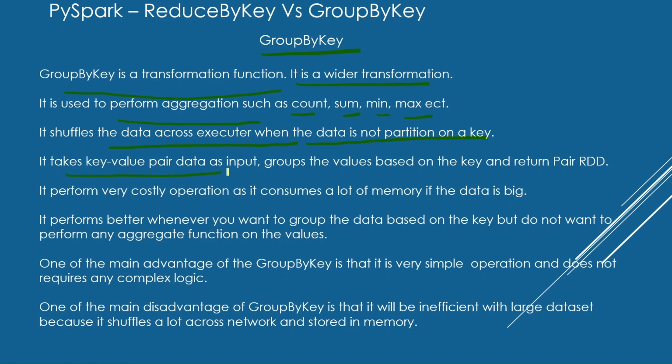It takes key value pairs as data input, groups the values based on the key, and returns a pair RDD. So whenever we use group by key, it takes an RDD in the form of key and value pairs as an input, groups the data based on the key, and returns the pair RDD. And the pair RDD has the key and the aggregated value. It is a very costly operation, and it consumes a lot of memory if the data is very big. So it is a wider transformation, right?